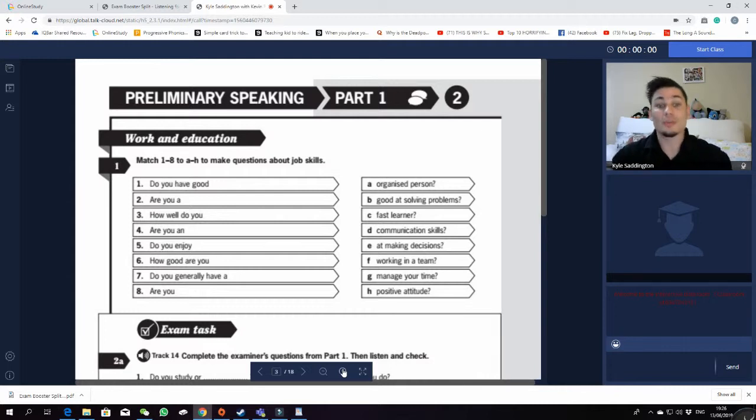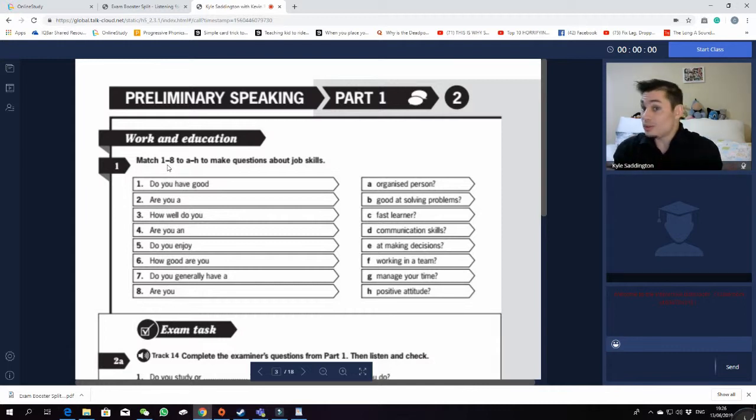Match 1 to 8 to A to H to make questions about job skills. Now, the one thing that I've picked up on is a lot of my Breadies don't really understand what that little dash means. So what they'll read is match 1-8 to A-H, and then I'll ask them, well, what does that dash mean? And they won't know.